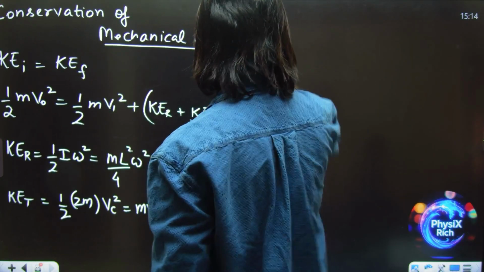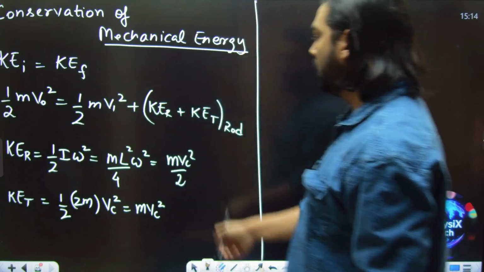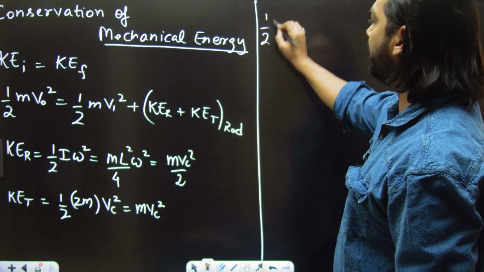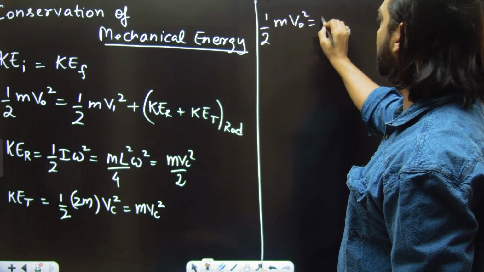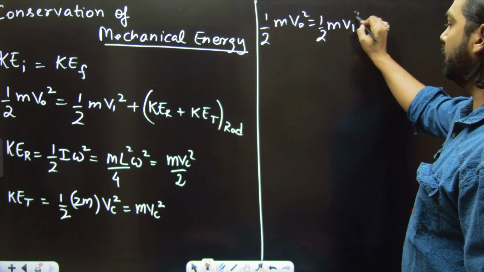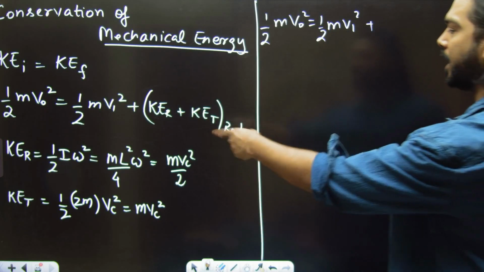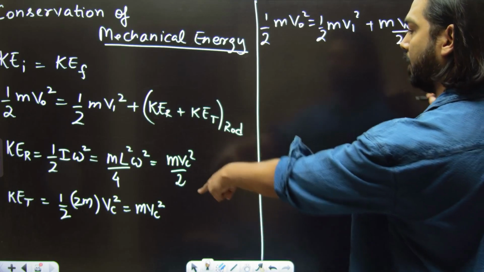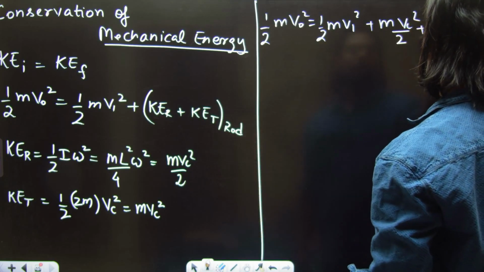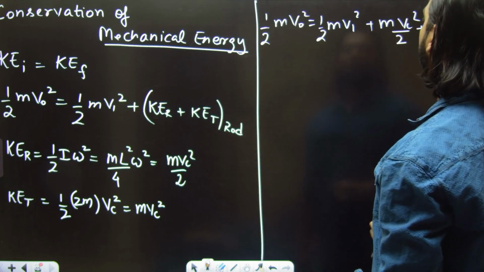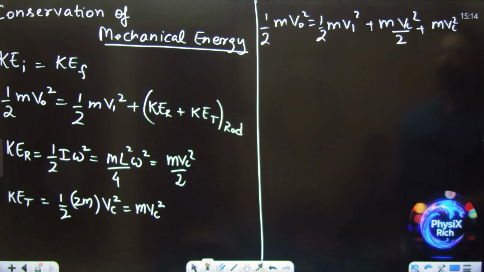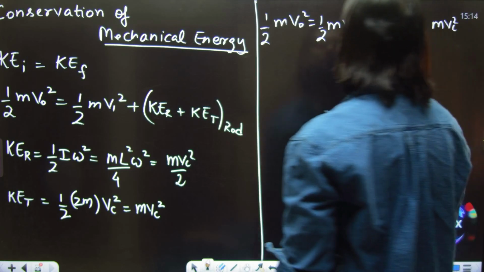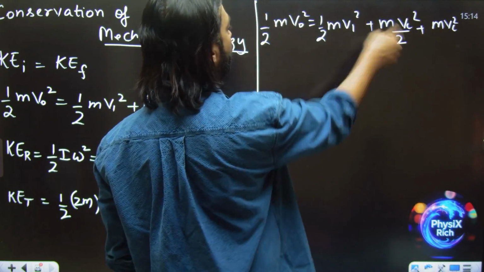What do I have now? See, let's consolidate this equation. I have half m v naught square equals to half m v1 square plus. What is my kinetic energy of rotation? m Vc square by 2. And what is this, my kinetic energy of translation? m Vc square simply. Correct?